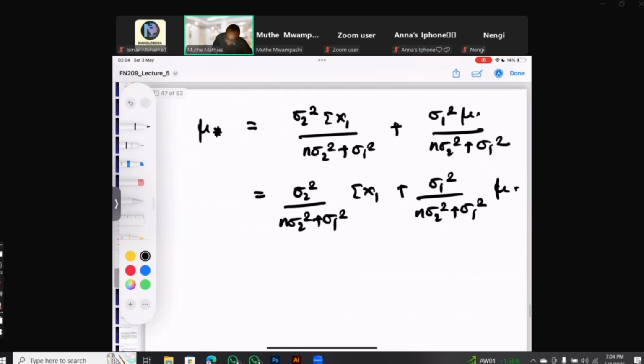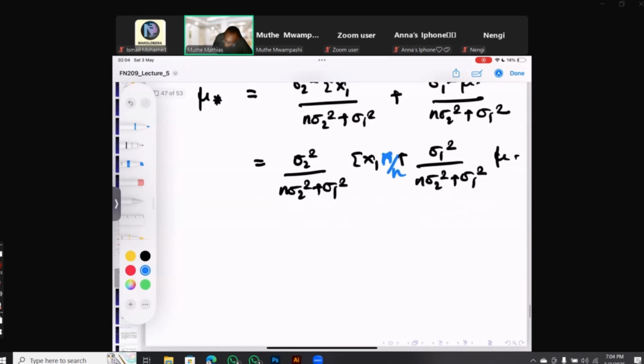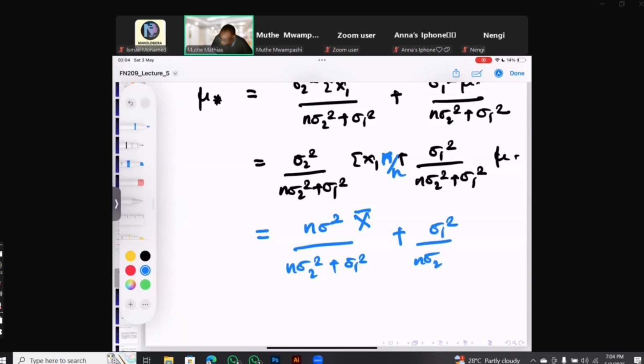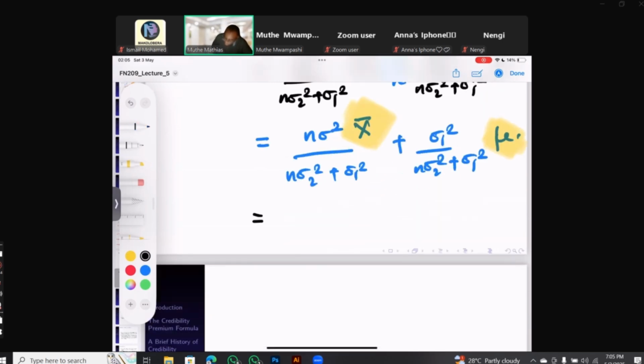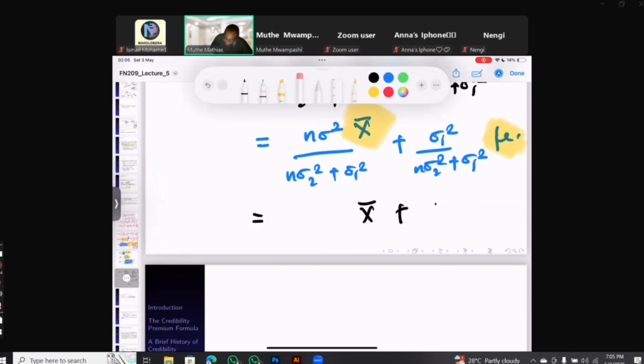So you can see here, right? What we can do here is multiply this one by n over n. So with n over n, that part becomes n sigma 2 square x bar divided by n sigma 2 square plus sigma 1 square, and the remaining part will be sigma 1 square divided by n sigma 2 square plus sigma 1 square, multiplied by mu. So you can see now we are back to what we wanted, we have rearranged so that this formula is in the credibility premium formula, which is z x bar plus 1 minus z, and then mu.